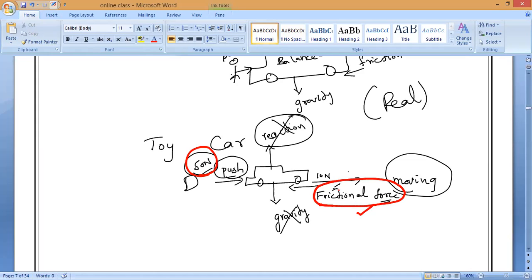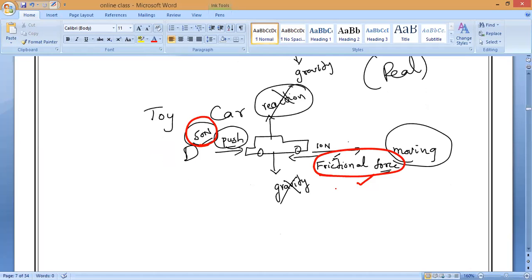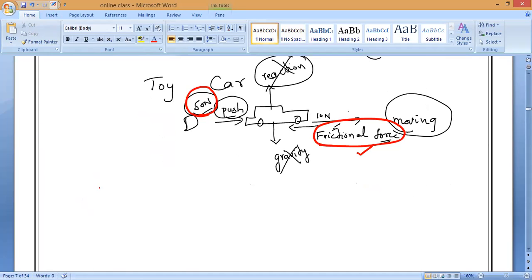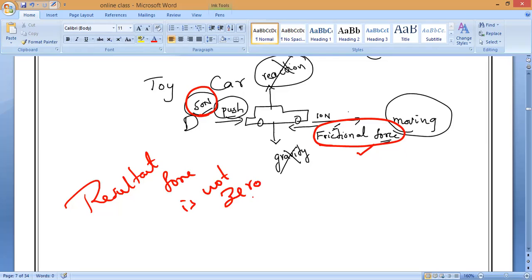So from this we can make a conclusion. You can notice it here. The resultant force is what? The resultant force is not 0. Do you understand, everyone? The resultant force is not 0. Then the body which is stationary, can we move the body or not? Yes, sir. Please respond. We can move the body.